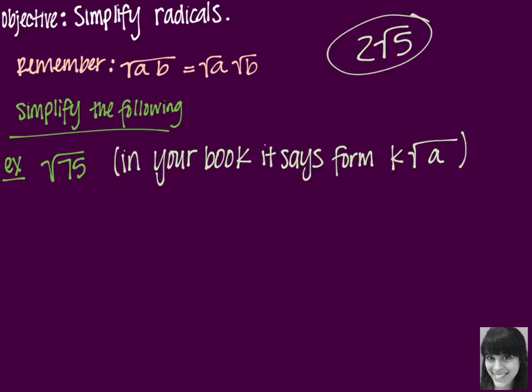We want to make it look like this, okay? And we want either A or B, doesn't matter. We want one of the terms A, B to be a perfect square. What is a perfect square, Miss Diaz? I don't know. Well, I can tell you. A perfect square is the result from multiplying any number by itself, right?